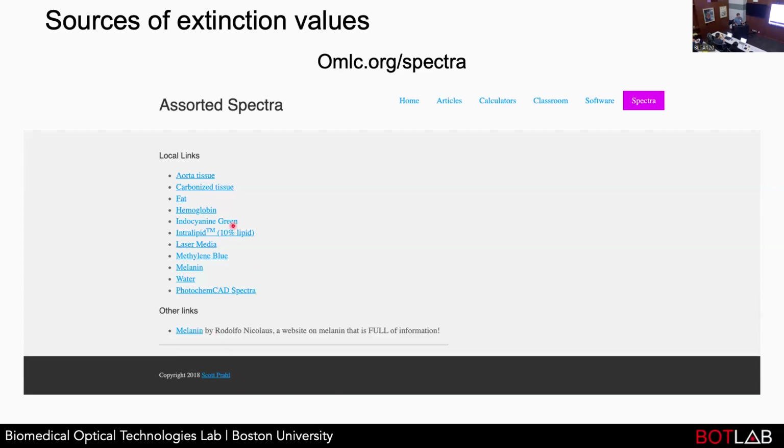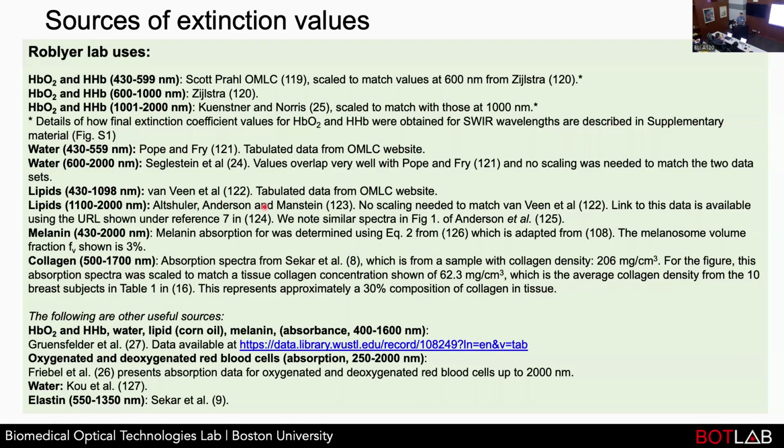You can see there's links for different chromophores and their associated spectra. You can click on them, and then you get extinction spectra from different literature sources. It's very convenient, and there are comparisons between different literature sources. So this is often a first stop. Each lab maybe has their own favorite extinction sources.